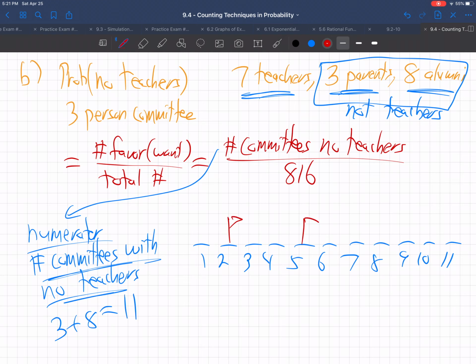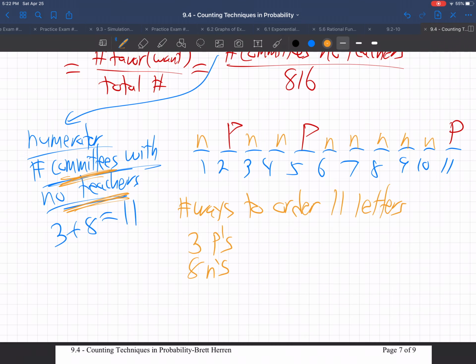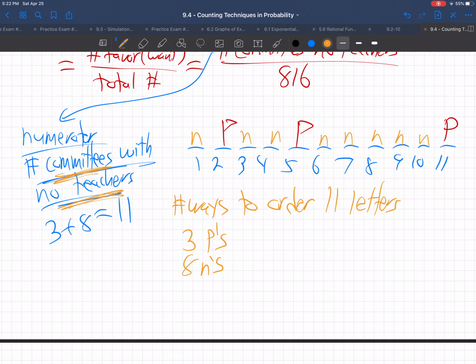So I'll pick this person, and this person. And then the other ones would not be picked. So it's the number of ways to order 11 letters where there's 3 P's and 8 N's, right? Because those are the 11 people that are not teachers. So the number of 3-person committees where there's no teachers is all the ways to pick 3 out of those 11 people, which is all the ways to put those 3 P's and 8 N's in order. You know how to do that, right? We know the formula for that.